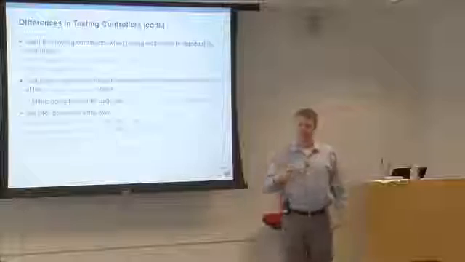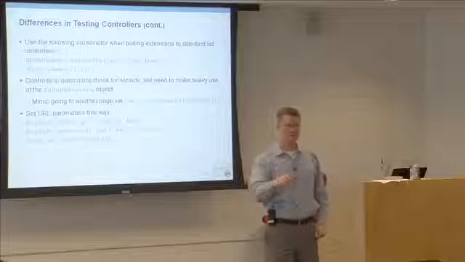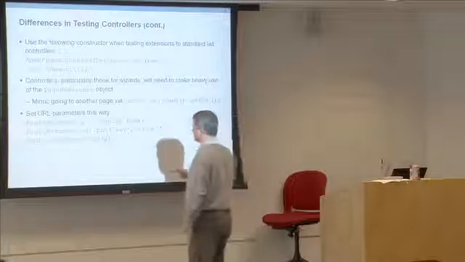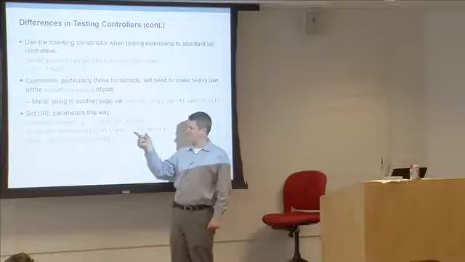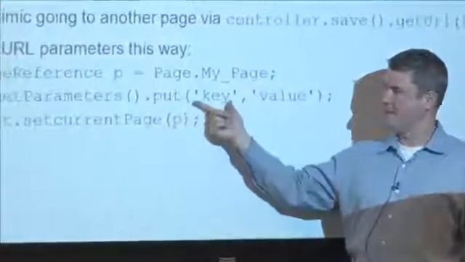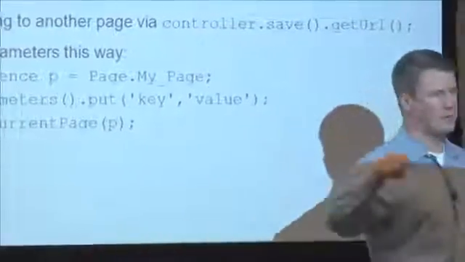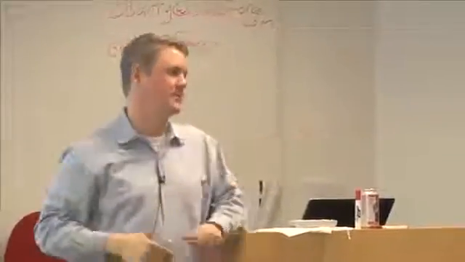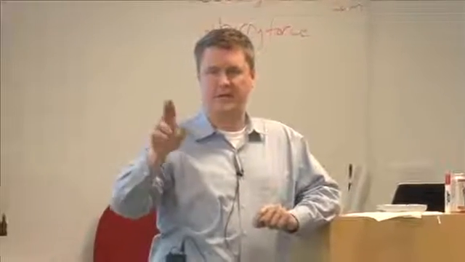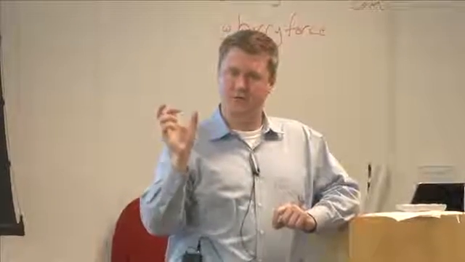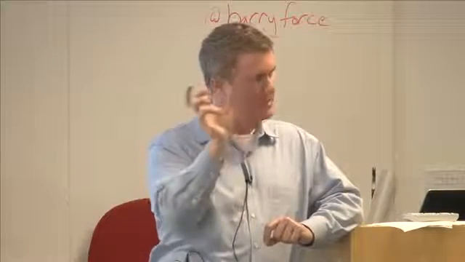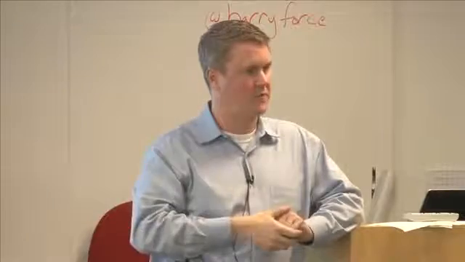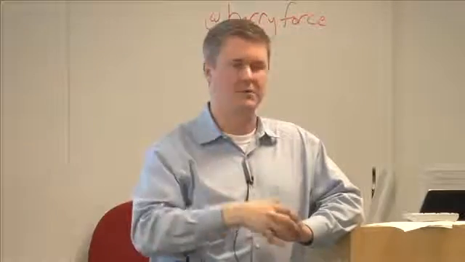You would also, on that page, call getParameters and put key value pairs on there, okay? That way, inside of your controller code, when it calls getParameters.get and then that specific key, it will find that data. So what we're doing is we're mimicking that browser where the user has that URL with those query string parameters that the controller needs in order to do its queries or whatever it has to do.